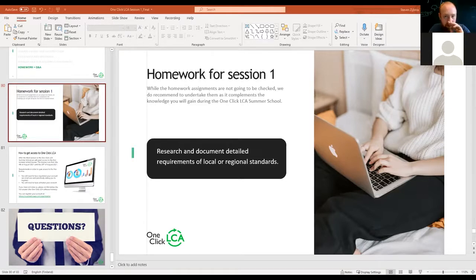Can we use OneClickLCA for assessing the environmental impact of solid waste management? Not really in a building LCA tool. That would be able to be done in, for example, process LCA or product LCA, potentially, but not really in building LCA.